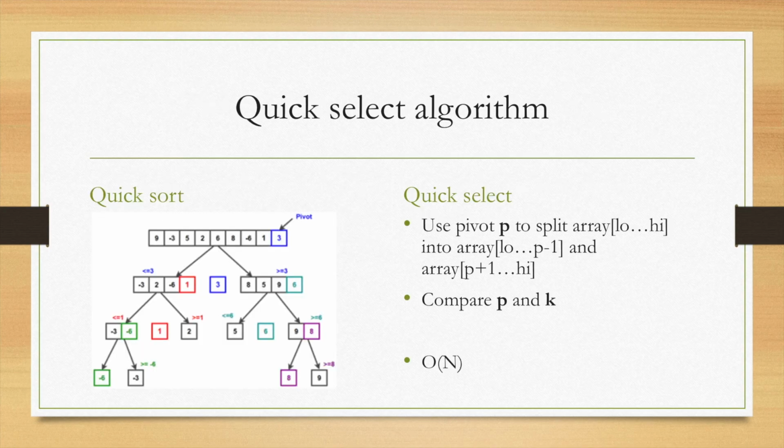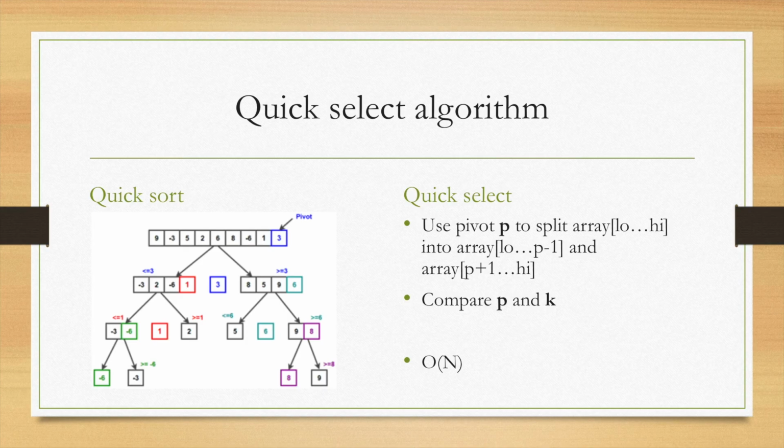The quick select algorithm is used to solve this problem efficiently. It's related to quick sort. In quick sort, we choose one pivot, and then use the pivot to split the whole array into 2 subarrays. The first subarray is smaller than the pivot, and the second part is larger than the pivot. We split this way until everything is ordered. That's the quick sort algorithm.